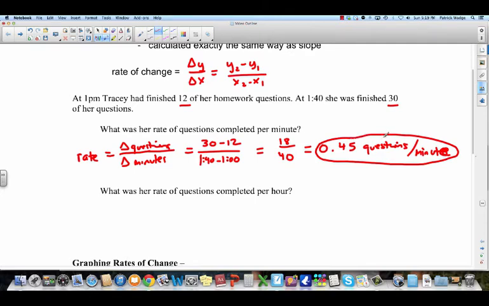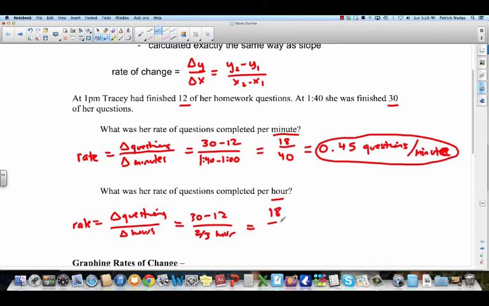Okay, the next question is, what was her rate of questions completed per hour? So up here we answered per minute, now we're going to answer per hour. Well, again, rate is equal to change in questions over, but this time it's going to be change in hours. Well, the change in questions is going to stay the same. It's still 30 take away 12. The change in hours, well, it went from 1 o'clock to 1:40. So 40 minutes. How much of an hour is 40 minutes? That's 2/3 of an hour. So what you end up with is 18 over 2/3.